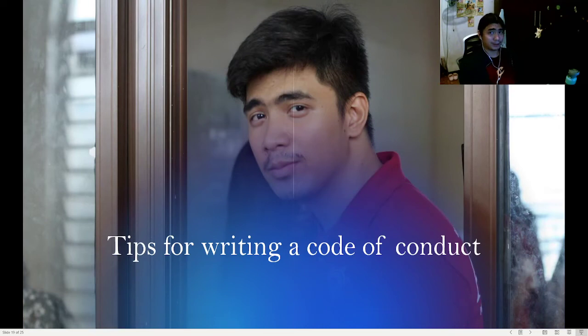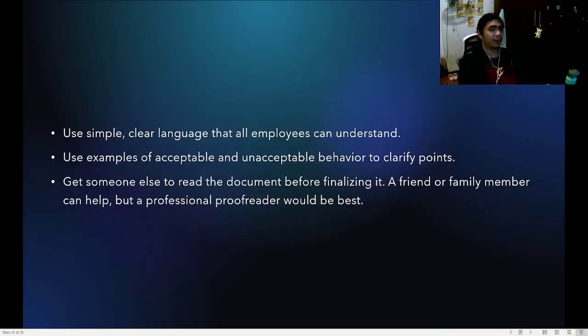So what are the tips for writing a code of conduct? Now, the things to do is just make it simple, make it clear, easy to understand. It should not be difficult. Everyone should at least understand or grasp the concept of the code of conduct, so do not make it too overcomplicated.